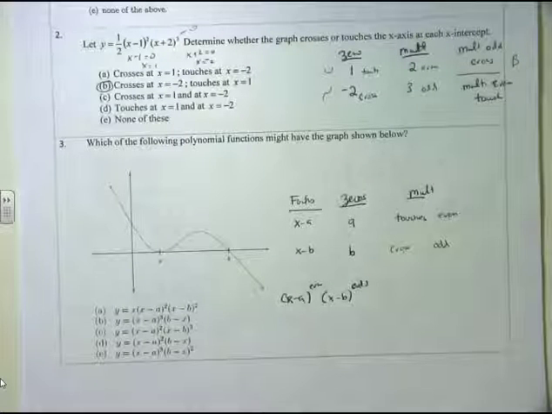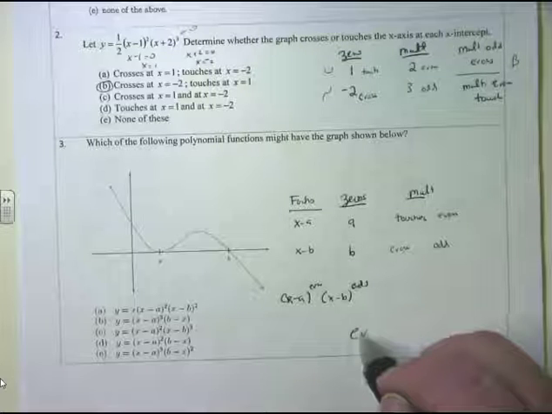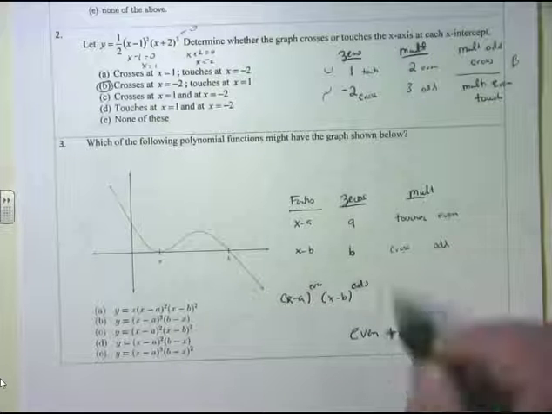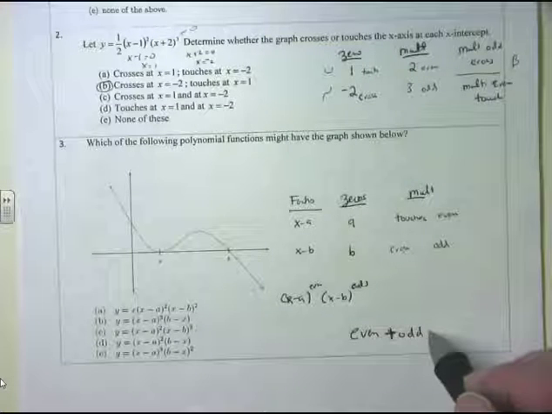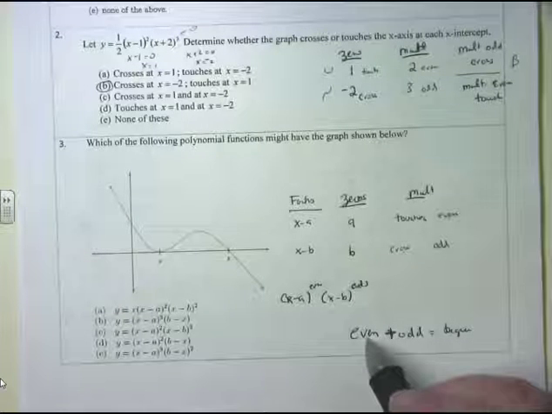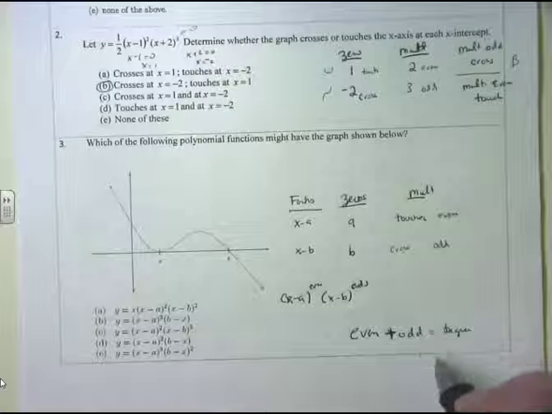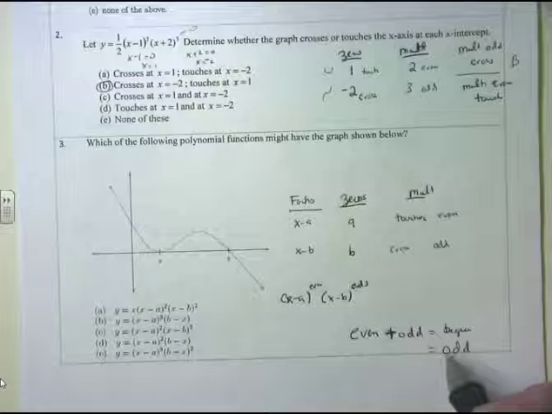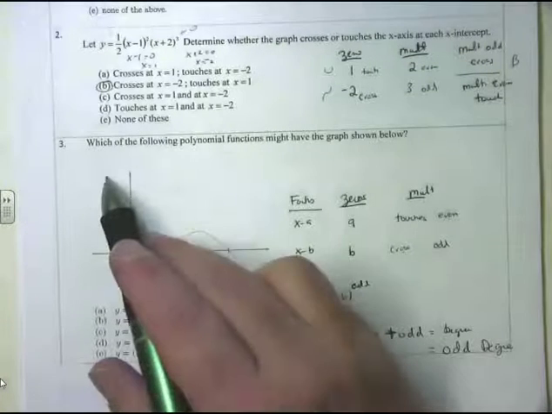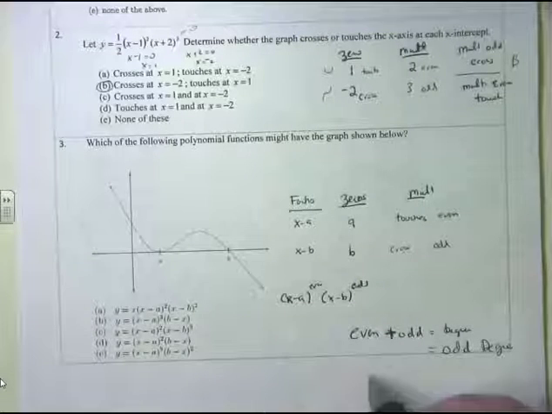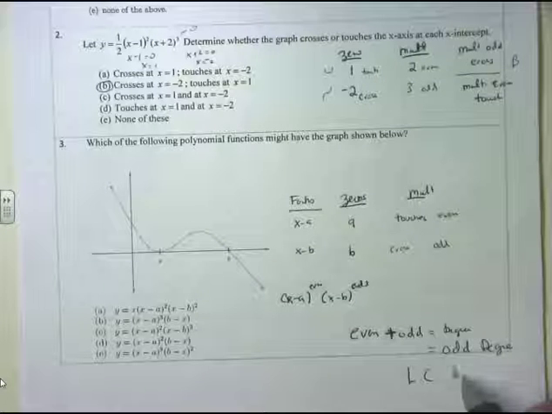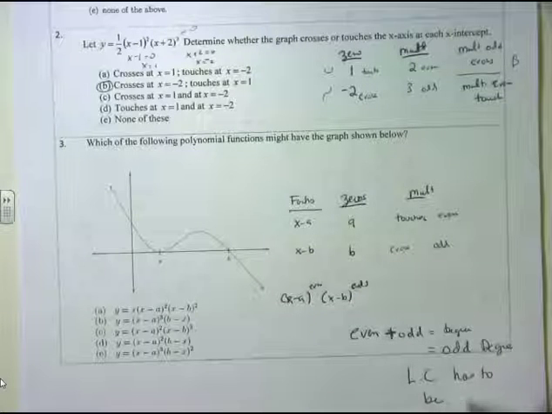But the one thing that you notice here, if I take even plus odd, the multiplicities, when you add up the multiplicities, that gives you the degree of the polynomial. When you take an even number and add it to an odd number, that gives you an odd number. So I happen to have an odd degree. But you'll notice that I'm going up on the left and down on the right, which tells me that's kind of backwards for a traditional odd degree. So my leading coefficient has to be negative.